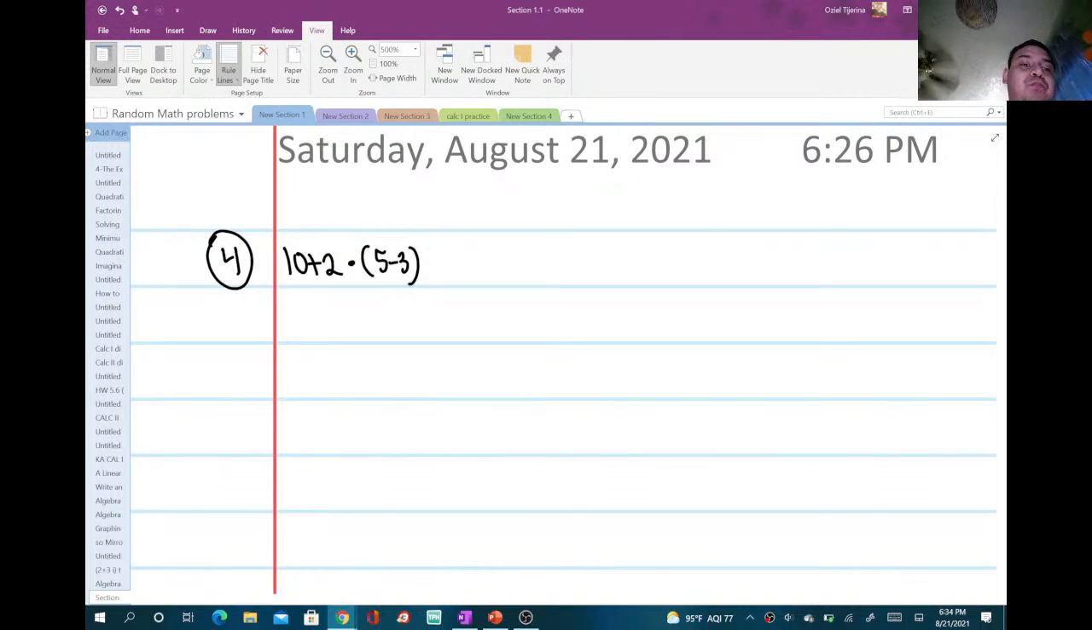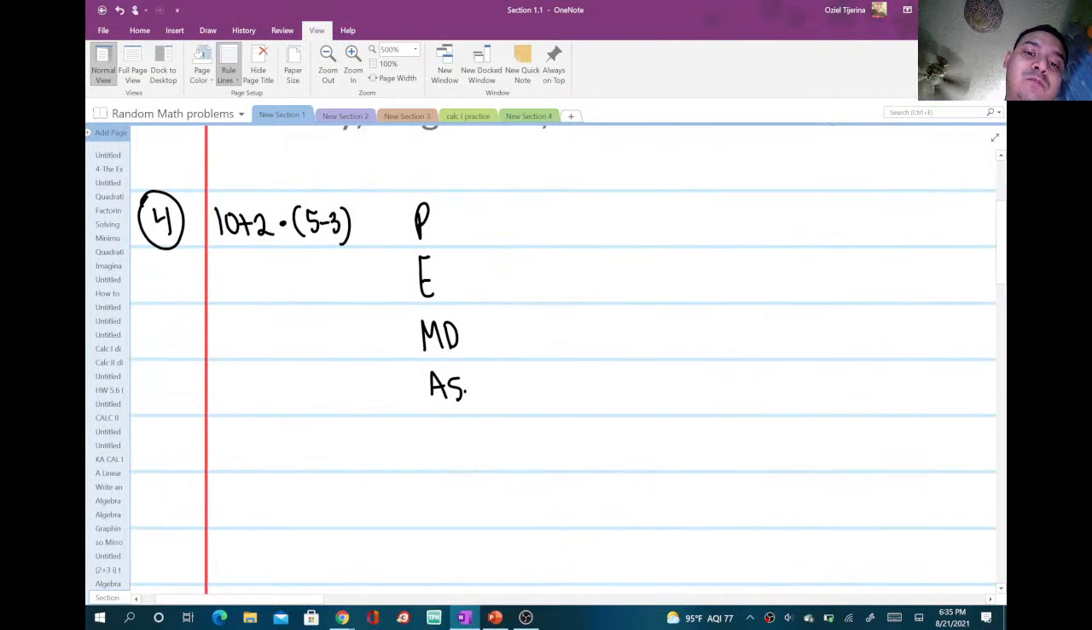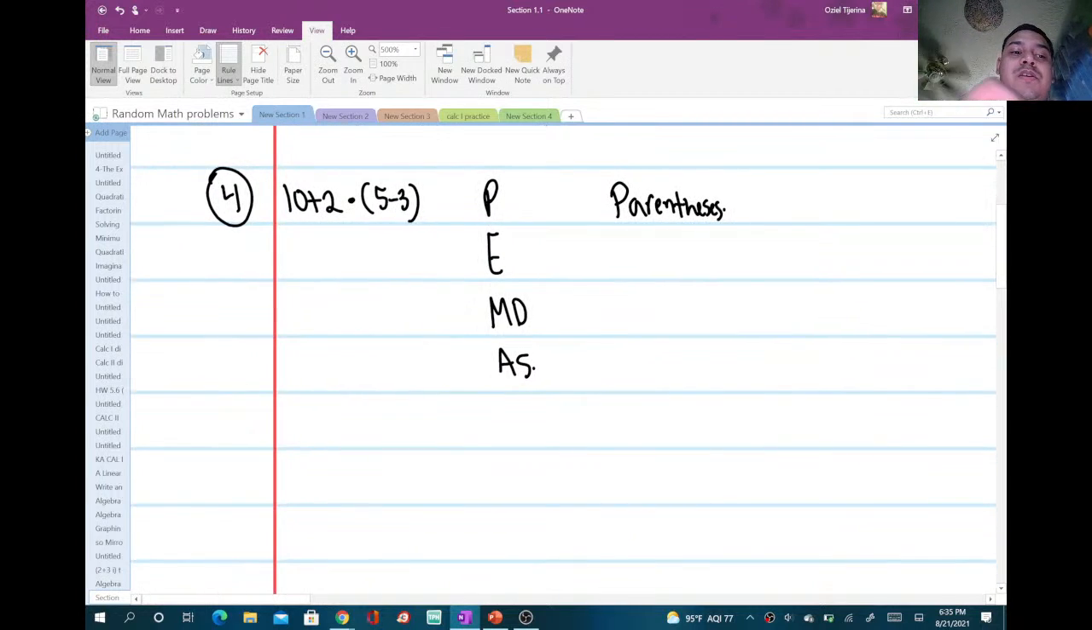Okay, so what you're gonna do first is you're gonna do what is called PEMDAS, right? PEMDAS. And obviously I'm gonna name what it's for. The first one is parentheses. So we first work whatever's inside the parentheses, right? 5 minus 3. And what is 5 minus 3? Well, that's just 2.